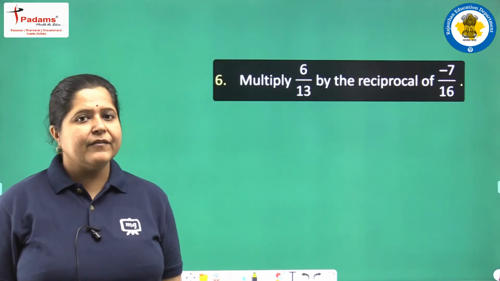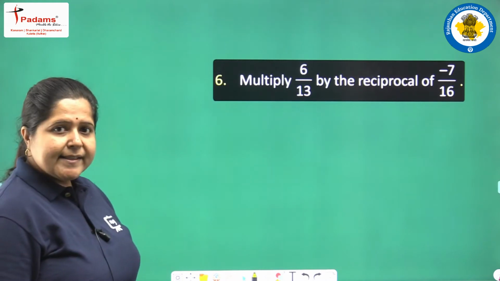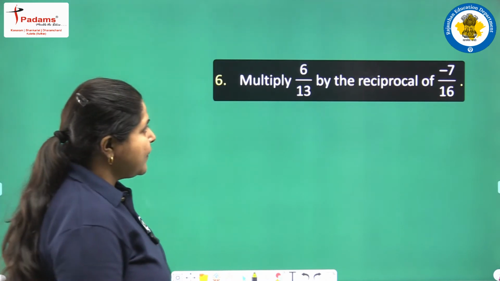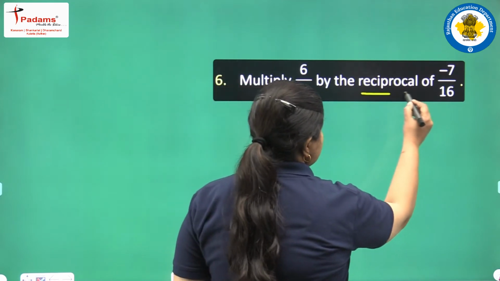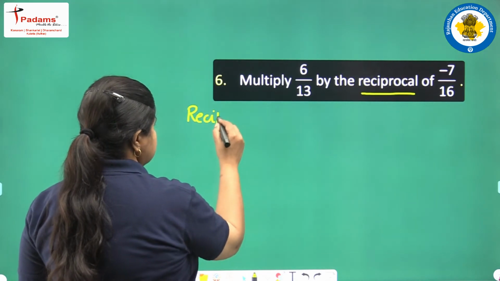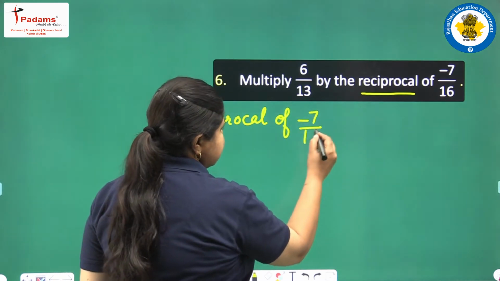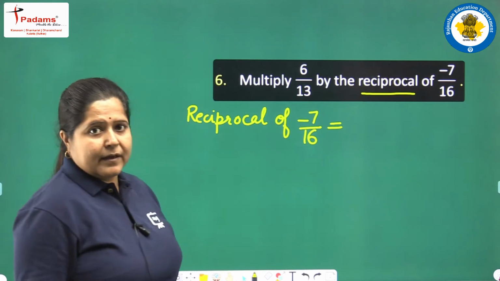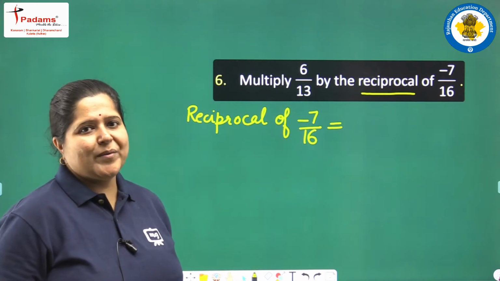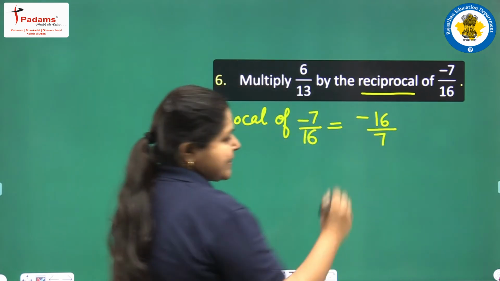To begin with, we have question number 6 from exercise 1.1. Multiply 6 upon 13 by the reciprocal of minus 7 by 16. So first we need to find out the reciprocal of minus 7 by 16. Let us write it. Reciprocal of minus 7 by 16 is what? You all know by reciprocal we mean the interchanging of the numerator and the denominator. So the reciprocal will be minus 16 upon 7.